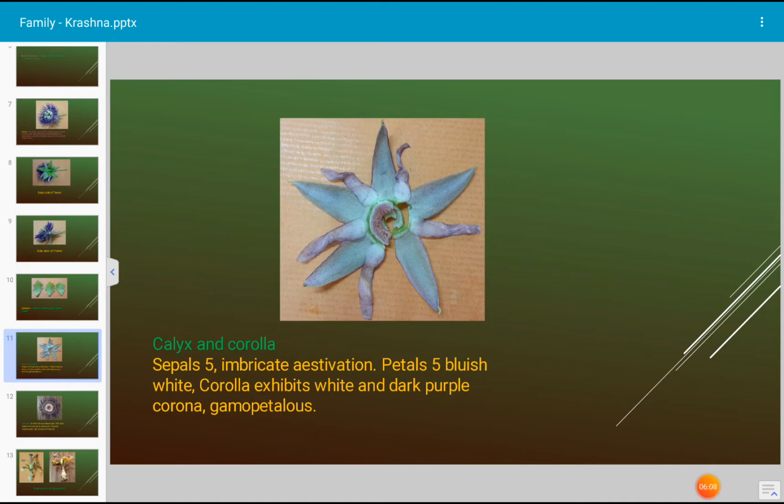Corolla exhibits a white and dark purple corona, and petals are united for some extent, hence it is gamopetalous. Gamo means united, petals are fused or united.